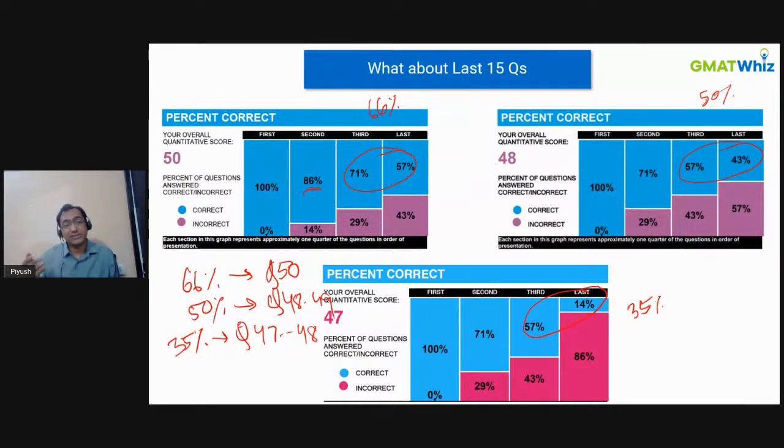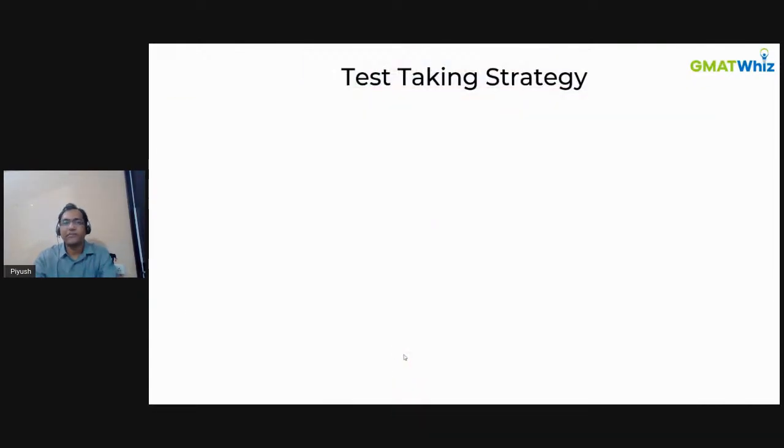What does this tell us? It tells us that the first 15 questions are very, very critical. By no means do I mean to say that you should ignore the last 15. Don't think of it that way. In quant, all the questions are important, but it's very important that you don't make any mistake in the first 15 questions. So I'm going to summarize the lesson for the test taking strategy for quant. This is a strategy which is true for someone who is targeting 47 plus on the GMAT. Ehab, it is different for verbal. I'm going to talk about that. Don't worry.